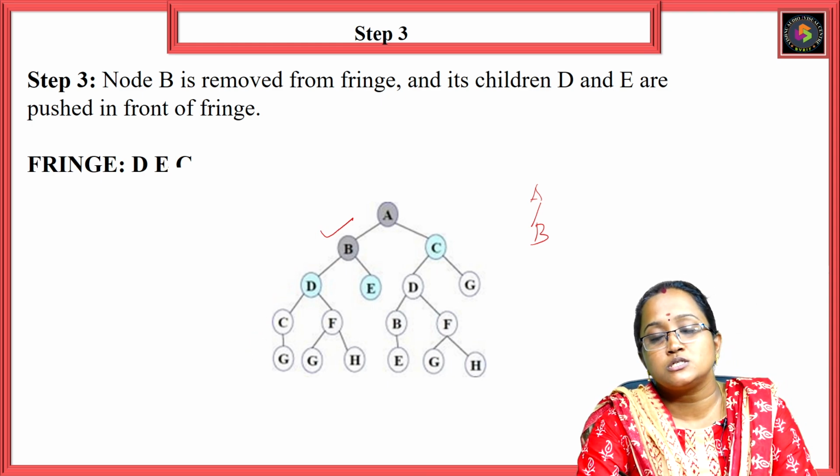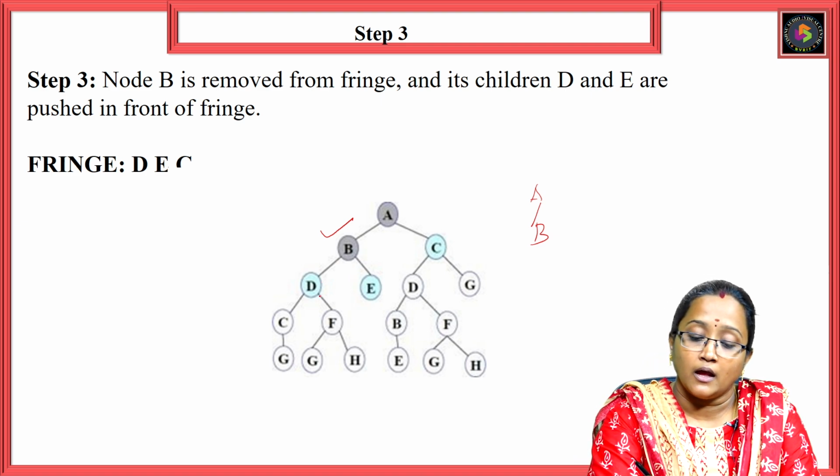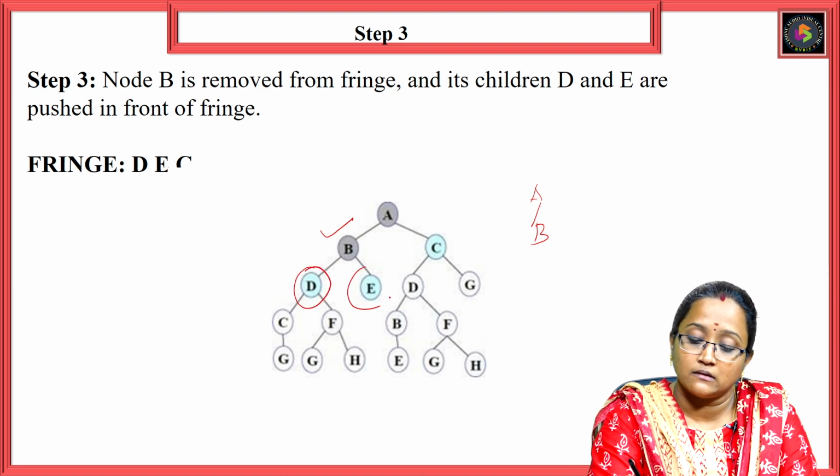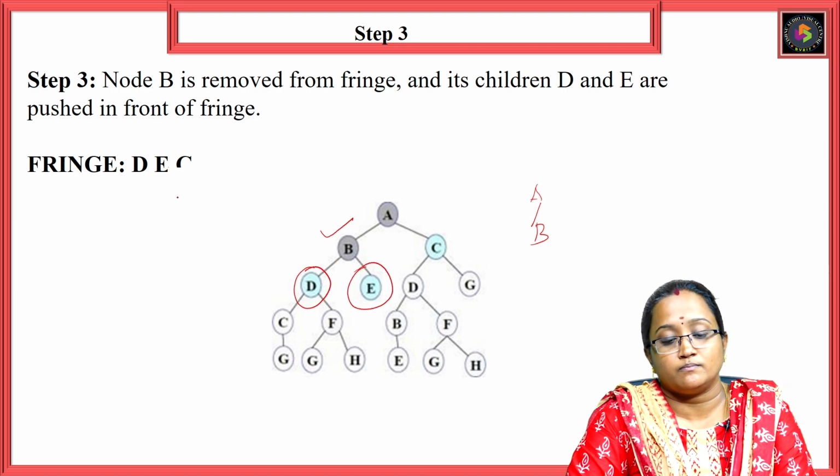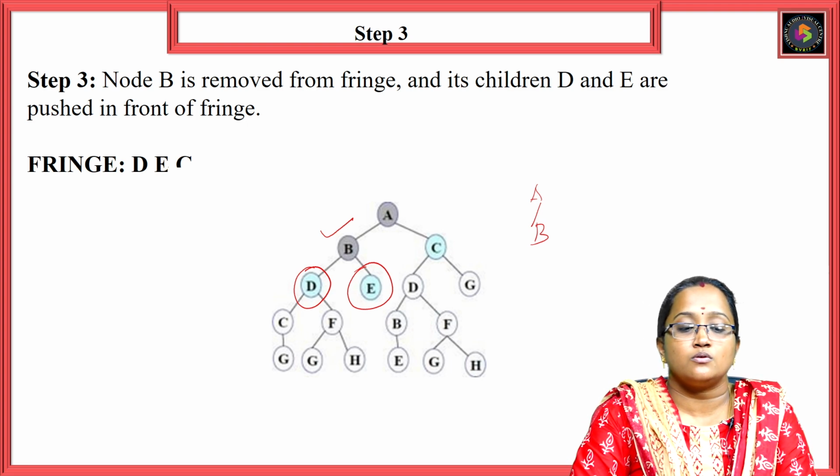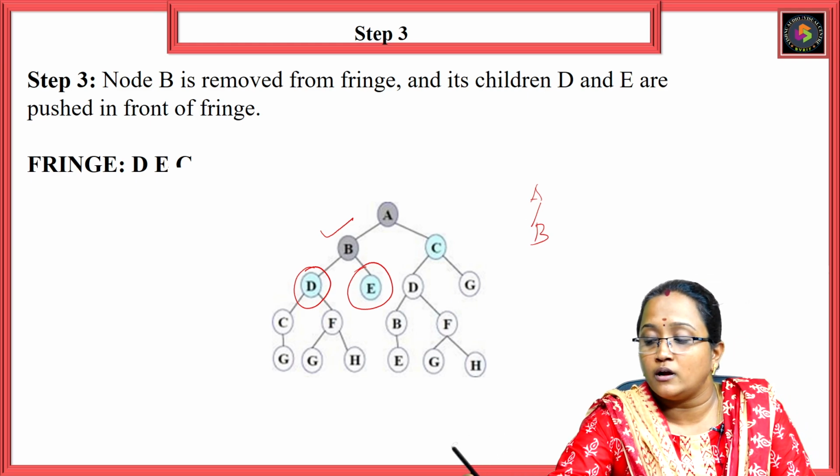So the next node to be expanded is B. From B, what are the successors we have? Either D or E. So that's why we have taken D, E, then C. D, E and C. Already A is there.